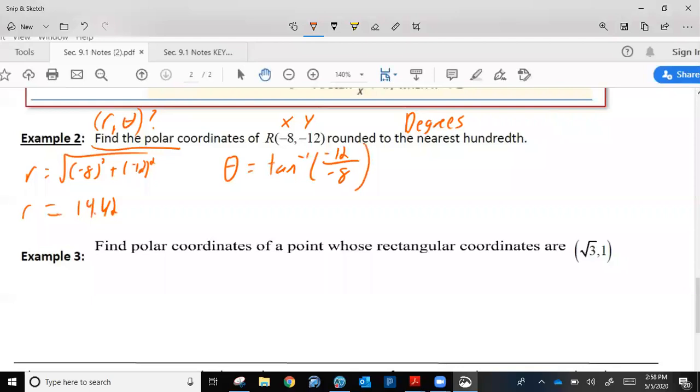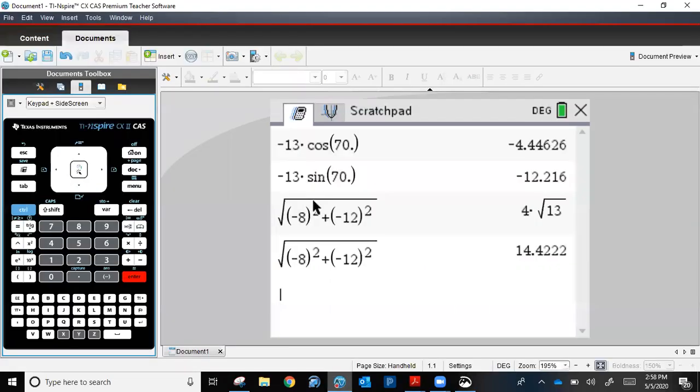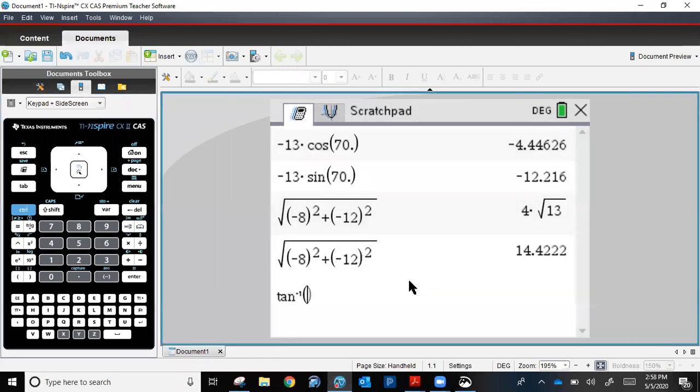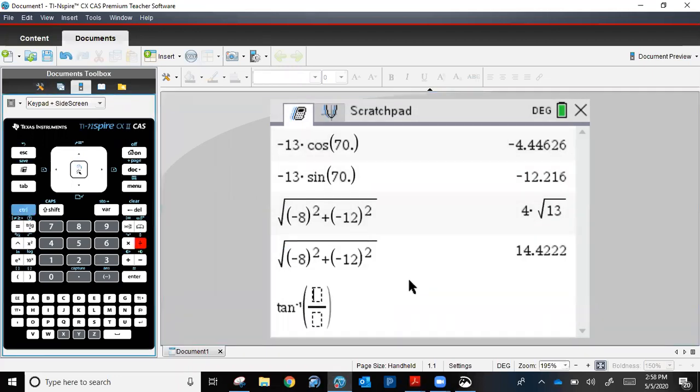Since the x is a negative number, I need to add 180 degrees to my answer. If I was doing this in radians, I would add pi to my answer, because 180 and pi are equivalent. So I got to go to the calculator. We're going to go inverse tangent of, let me double check it, -12 over -8.